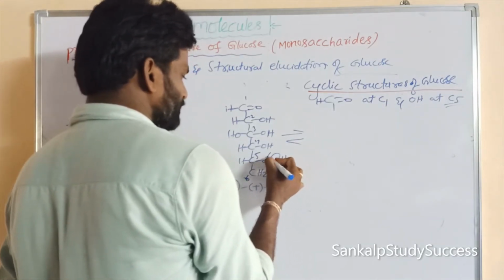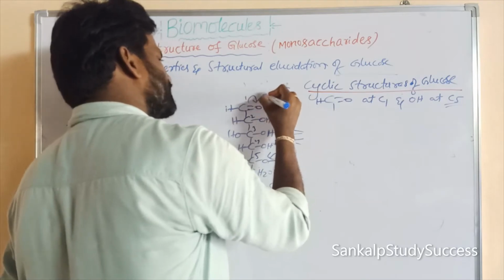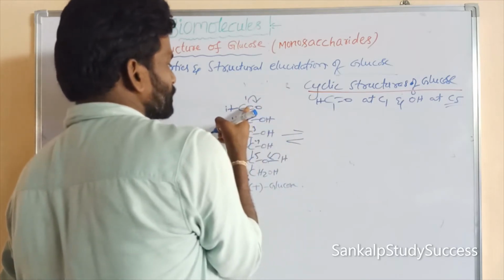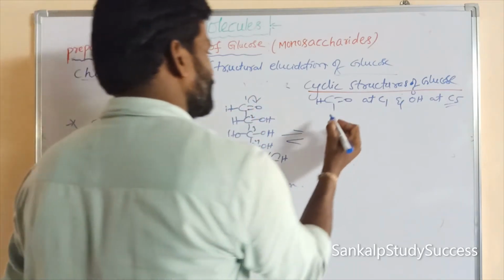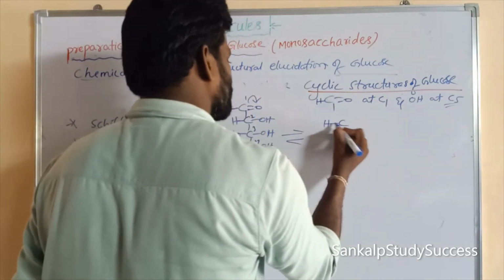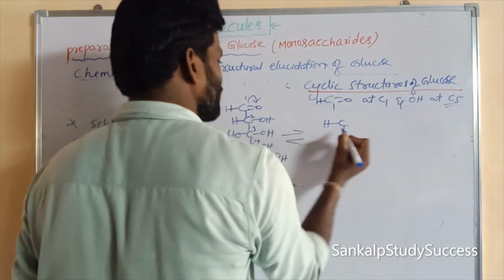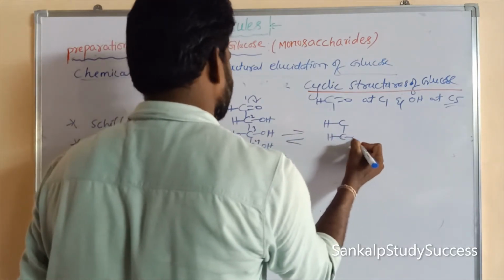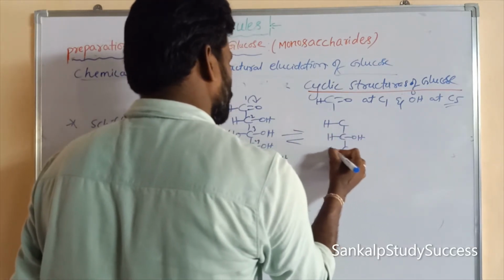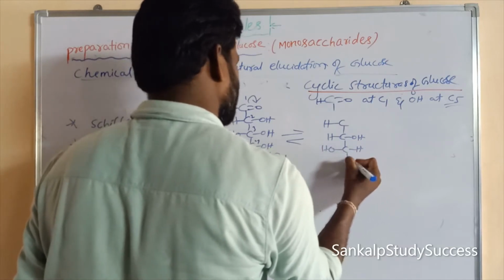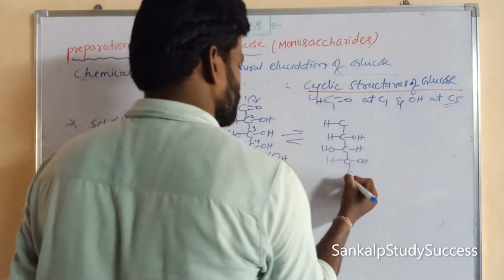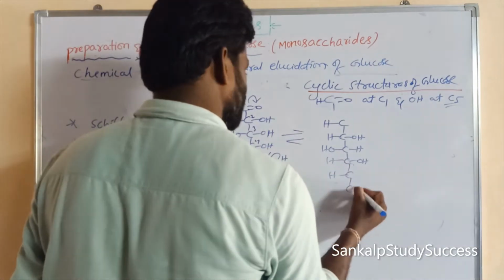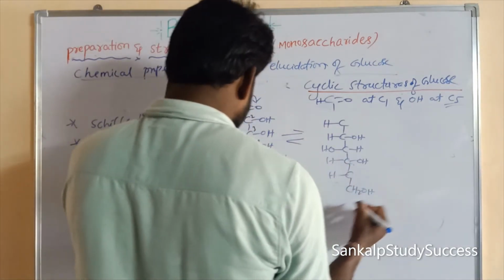So this bond is shifted towards the electronegative atom like oxygen. This is the first carbon, the carbonyl group. What happened? The remaining carbons can be written like this: CHOH, CHOH, CH, OH, CH, and CH2OH, right.